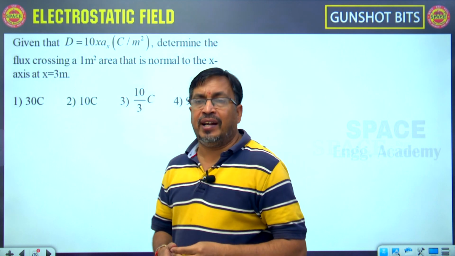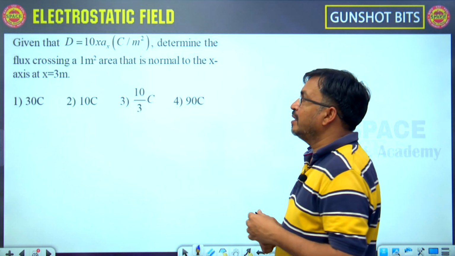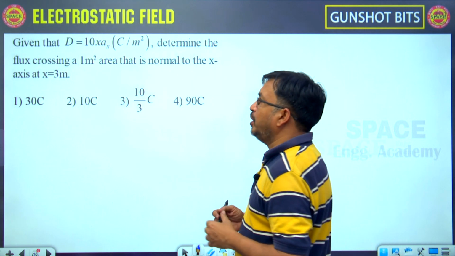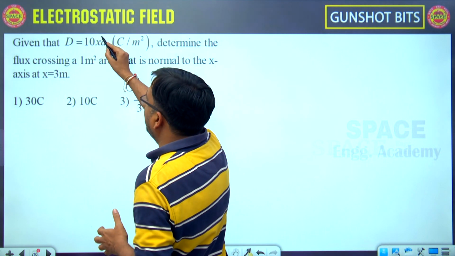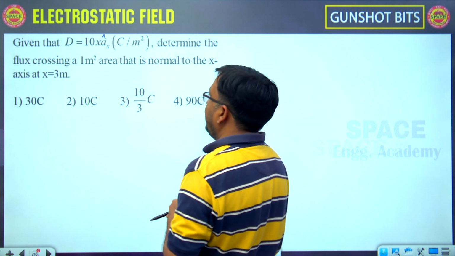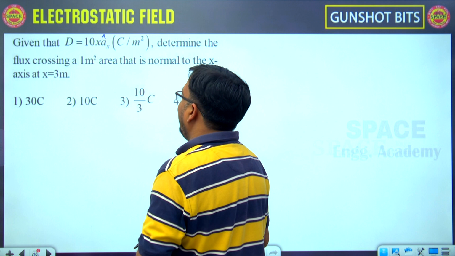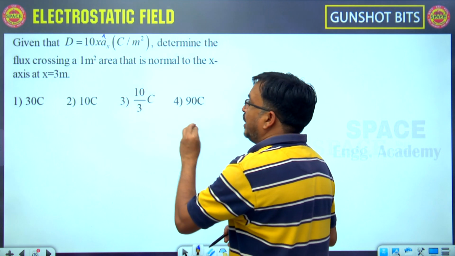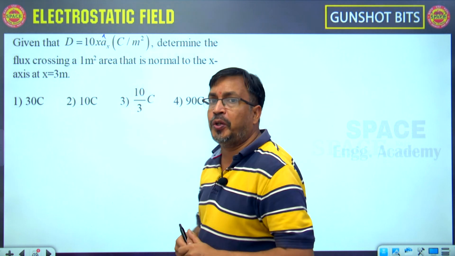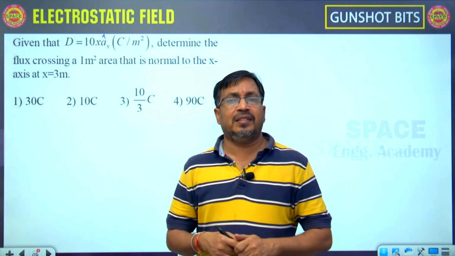Next question here we are discussing. The question is, given that D equal to 10x Ax cap coulombs per meter square, determine the flux crossing a 1 meter square area that is normal to the x-axis at x equal to 3 meters. This is the question.